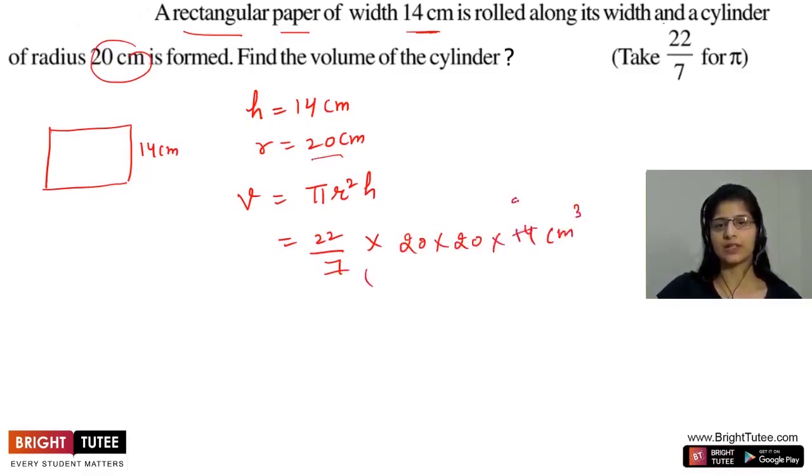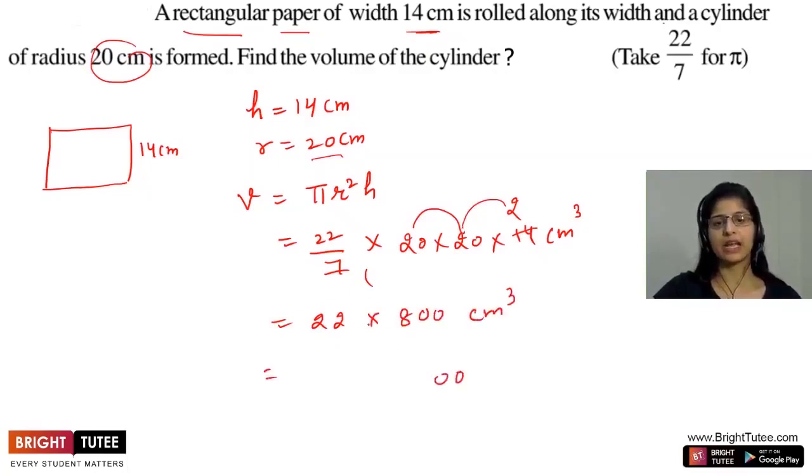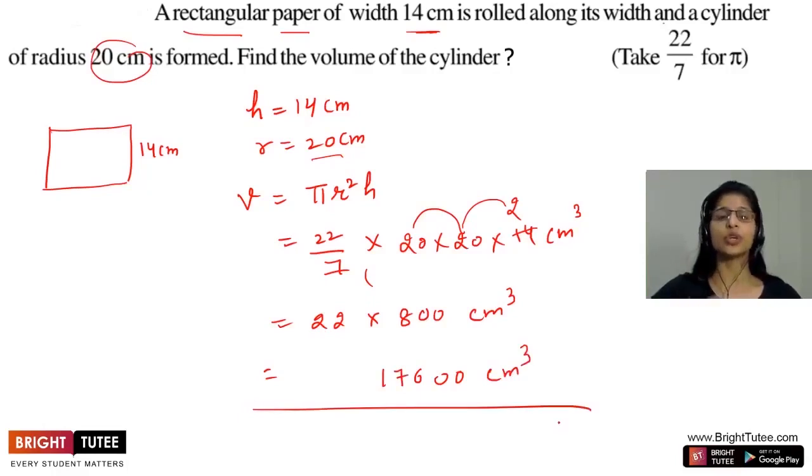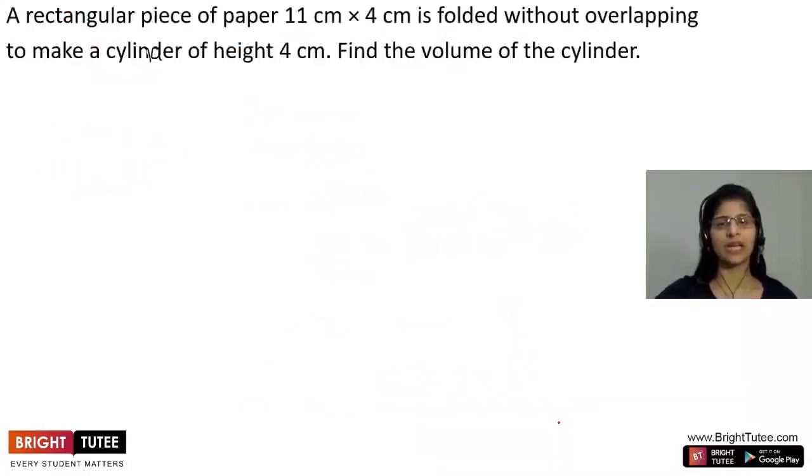7 twos are 14, so we get 22 into 2 into 2 is 4, 4 twos are 8, 800 cubic centimeter. Multiplying it, we get 17,600 cubic centimeter. So this is the volume of that cylinder. Is that clear? Okay, one more question of the same type. So there is a rectangular piece of paper 11 centimeter into 4 centimeter.